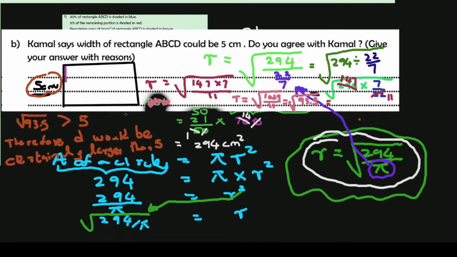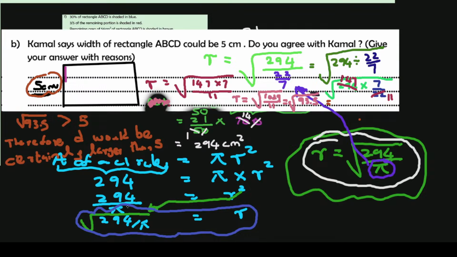This estimation is what we did here. Now, we found the radius of the circle to be 294 over pi. That was part A's answer. Part B, the question is, can the width of the rectangle be 5?